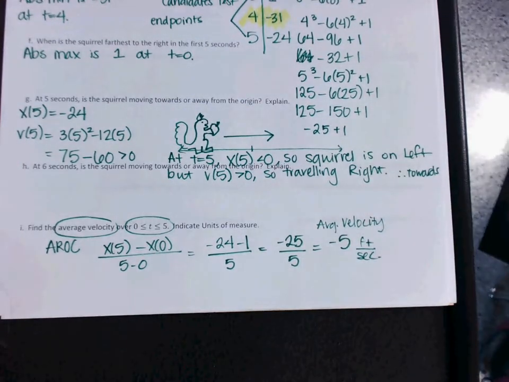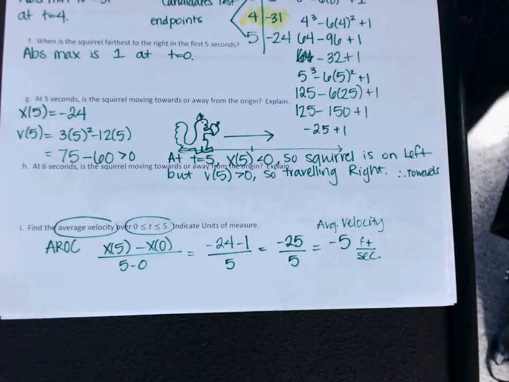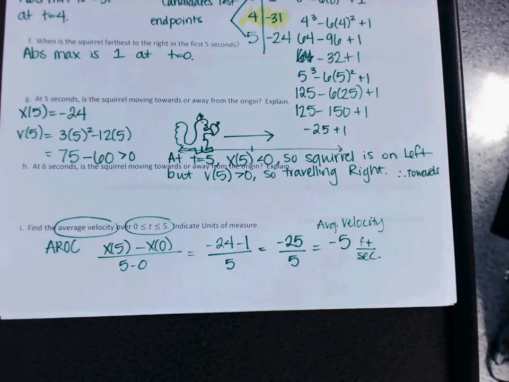Now let's talk for a second, how do we know it's feet per second? What was position measured in? Feet. And what was time measured in? Seconds. So when you divide those, does it make sense you get feet per second? Now, what does the negative tell us about the squirrel? Which way is he going? He's running to the left at 5 feet per second. Make sense? Okay, we're going to finish this tomorrow, but I want you to do number 1 off your homework.